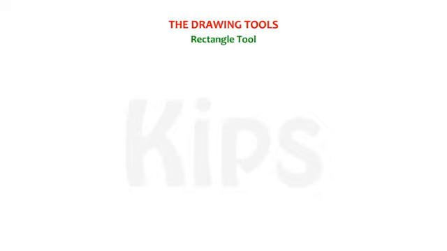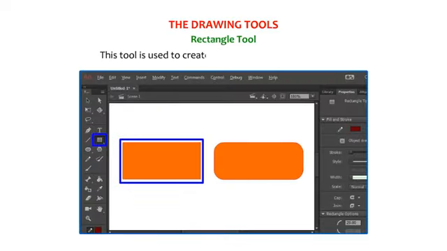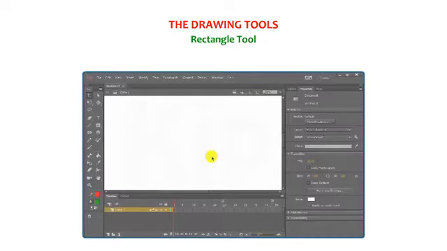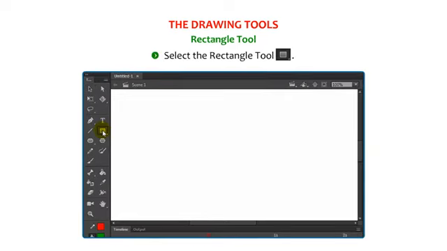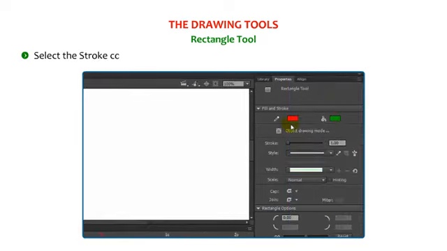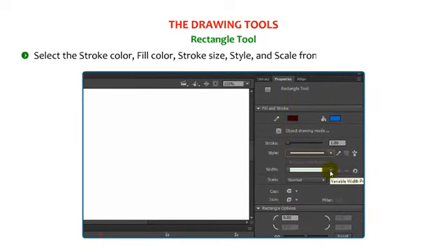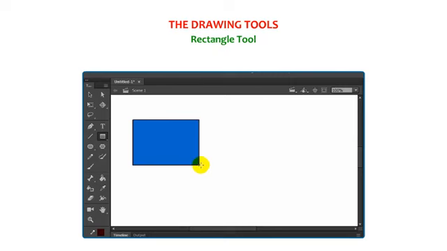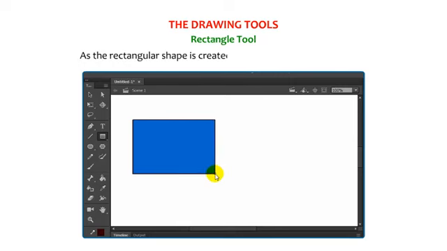Okay, we will discuss the drawing tools. Rectangle tool. This tool is used to create square and rectangular shapes. This tool has an option which can be set to draw a rounded rectangle. Select the rectangle tool. Select the stroke color, fill color, stroke size, style and scale from the property inspector. Hold and drag the mouse pointer on the stage. As the rectangular shape is created, release the left mouse button.